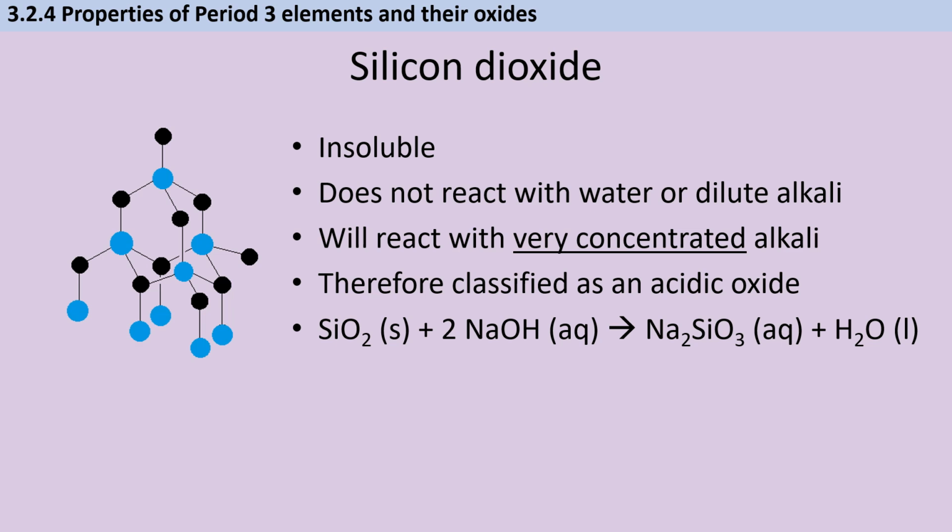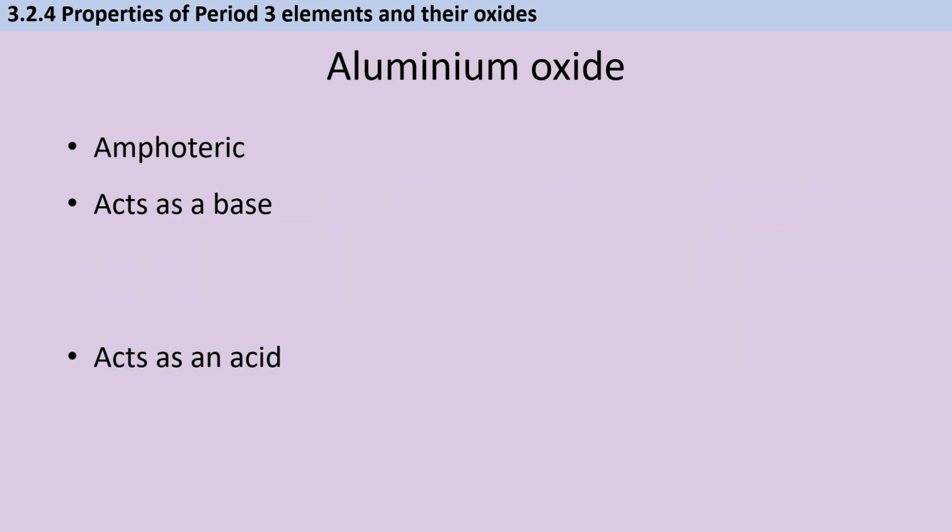However, chemists love to classify things, and so we want to be able to call it either an acidic oxide or a basic oxide. Now, silicon dioxide won't react at all with water or dilute alkali, but it will react with very concentrated alkali, and therefore we do classify it as an acidic oxide. Aluminium, as ever, is the complicated one.